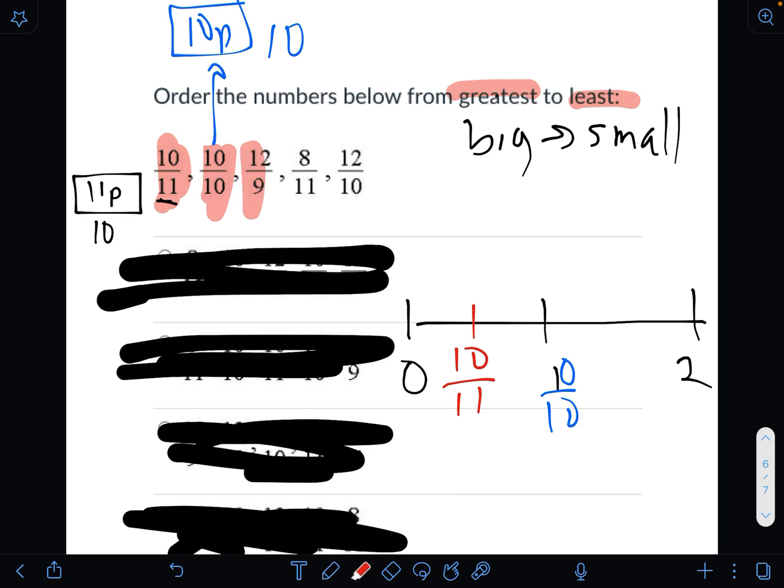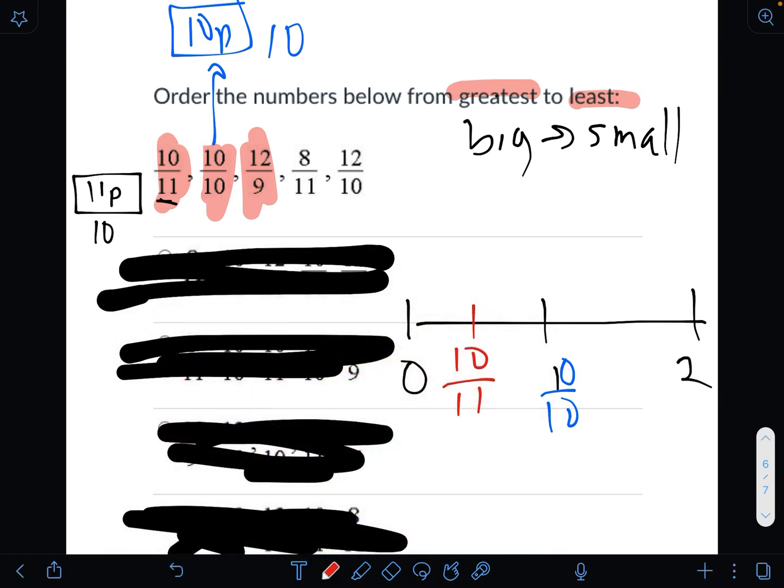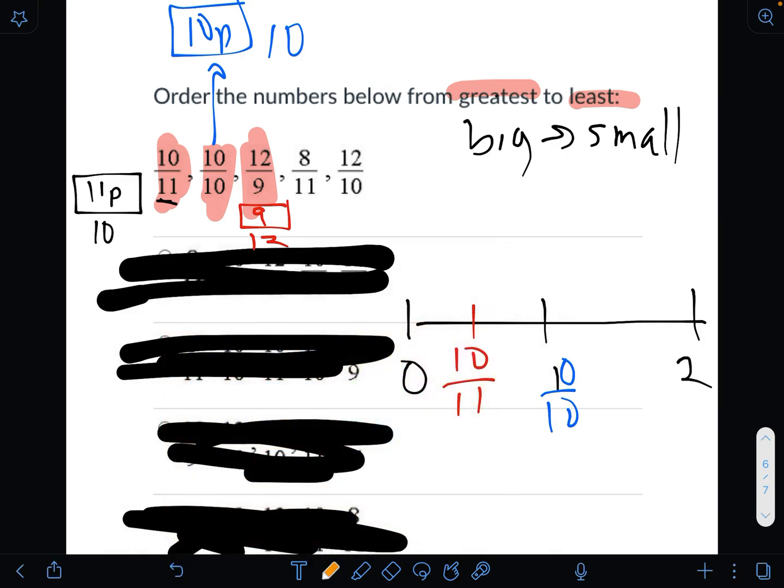Next one, 12 ninths. Oh man, so we can do the candy bar thing again. Is 12 ninths bigger than 1 or less than 1? Well, it's bigger than 1. Because if this candy bar is broken into 9 pieces and I offer you 12, I have to break up a whole other candy bar for you. Okay? So I already used red, let's use orange. So 12 ninths.